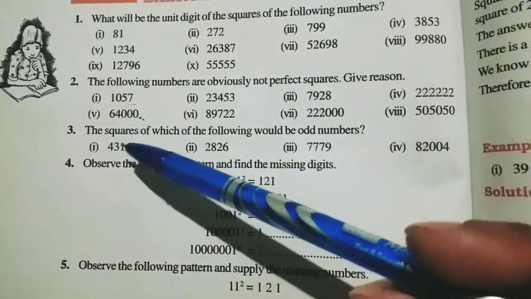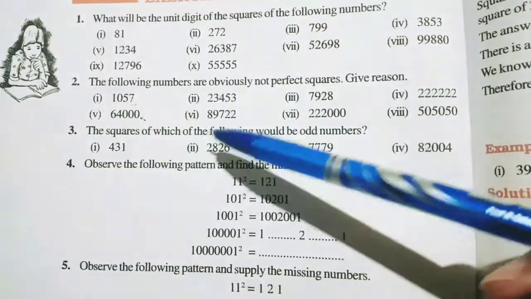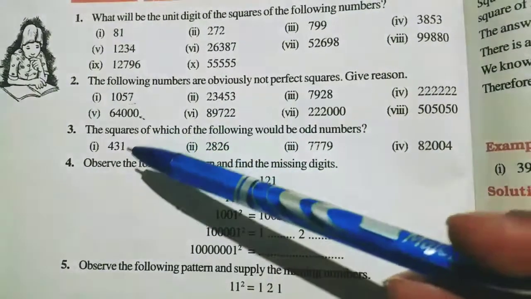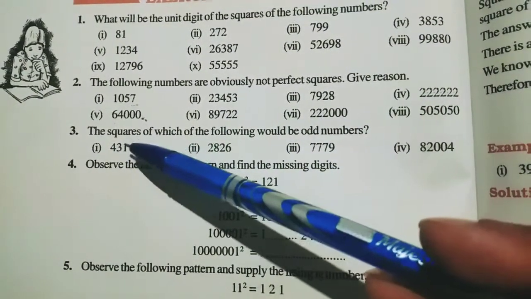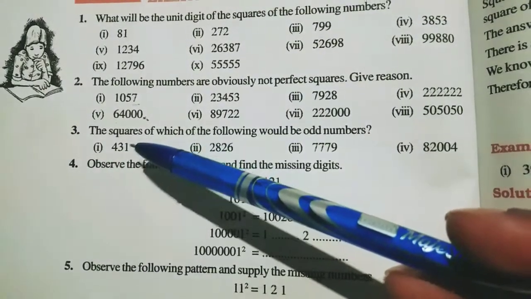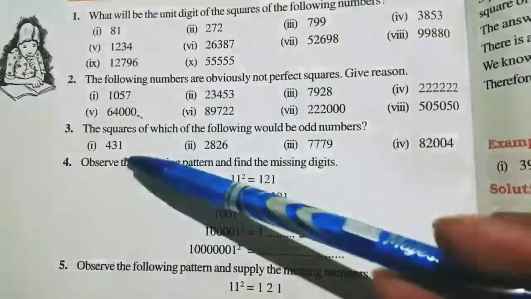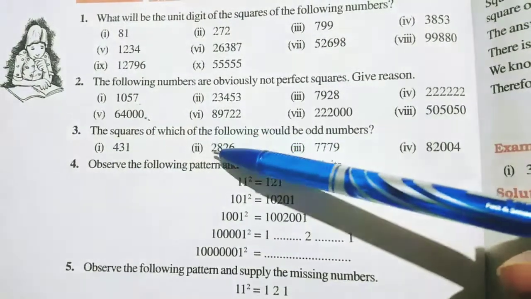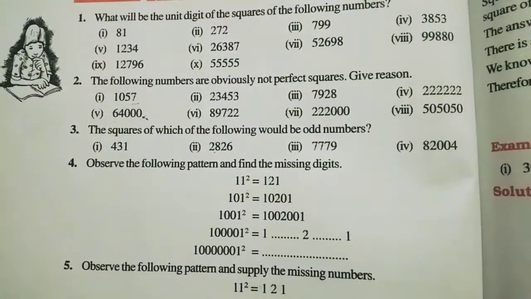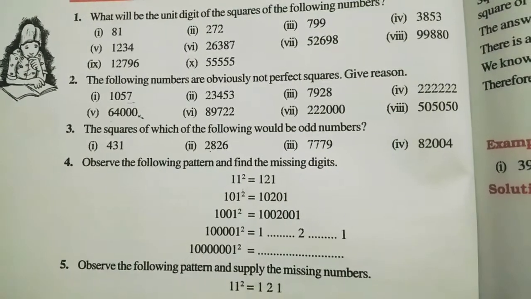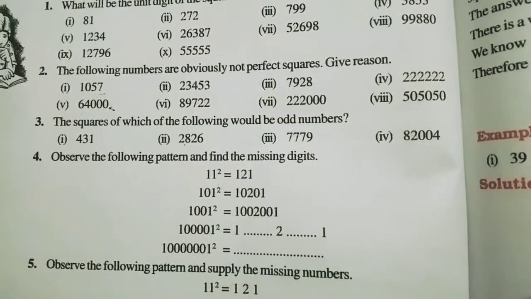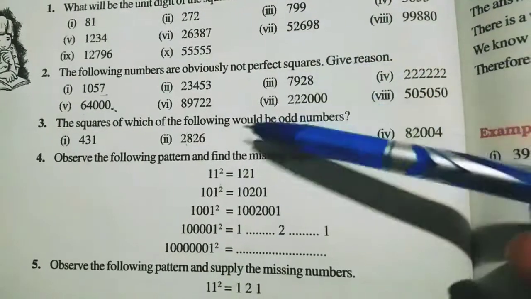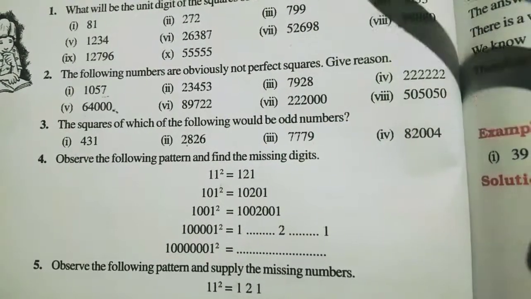Now question number 3: the squares of which of the following would be odd numbers. Here you can see which number's square will be odd, among 431, 2826 and so on. What was the property? The square of any odd number is always an odd number, and the square of any even number is always an even number. That I taught you, right?